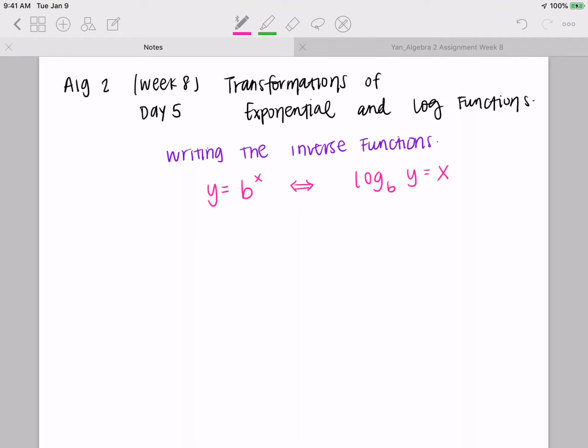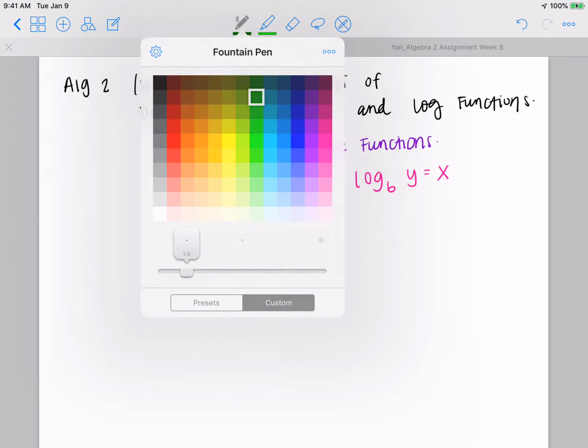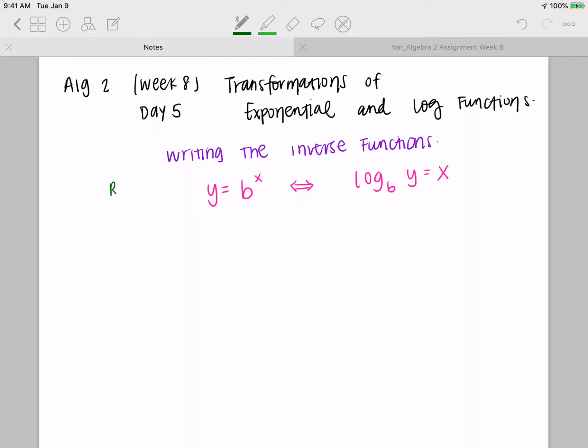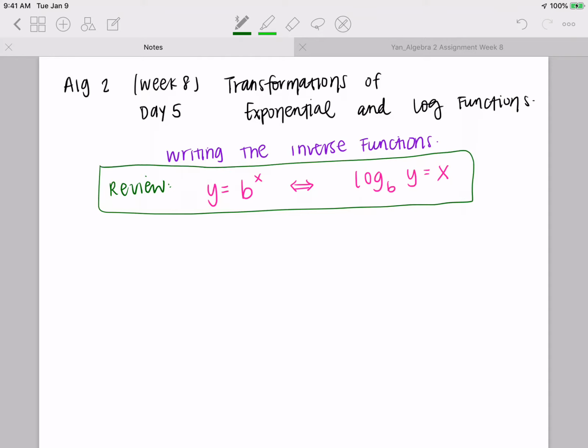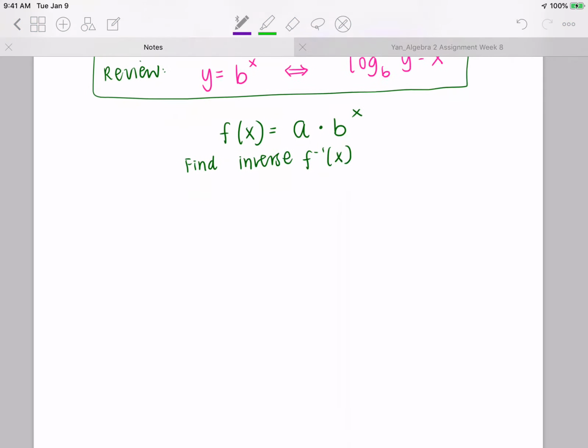write the inverse function. This is just review. So if you are given f of x equals a times b to the x power, and then they ask you to find the inverse, which is f inverse of x. That negative one at the exponent means the inverse. So I'm going to show you step by step how we convert this.